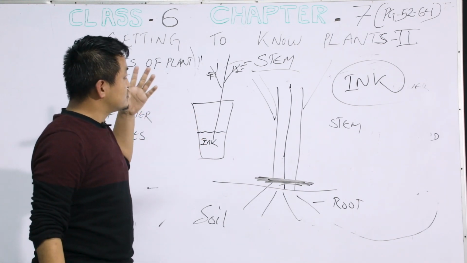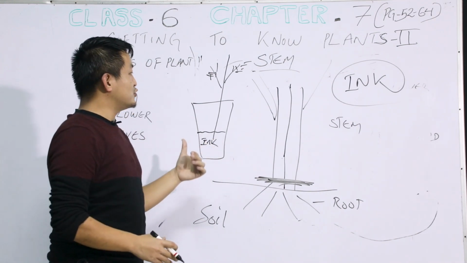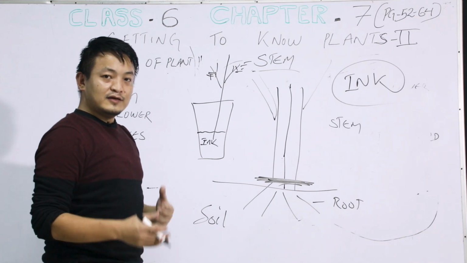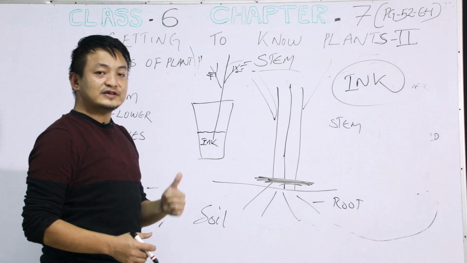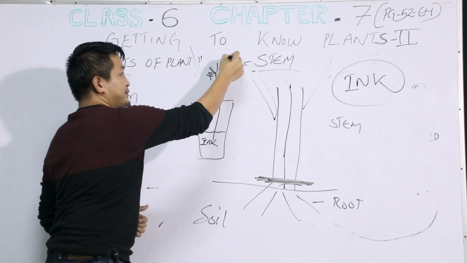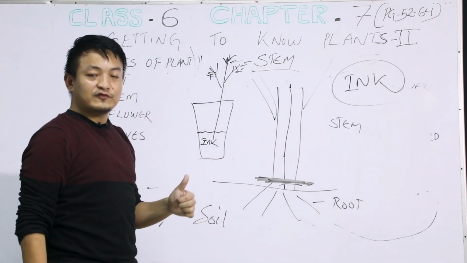Say you are performing this experiment in the evening, and then you are going to observe the result the next morning. So you perform this in the evening, and in the next morning you are going to see the change. Now we are done with the experiment. We are just waiting for the result.